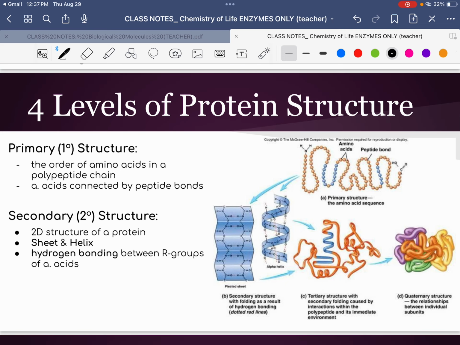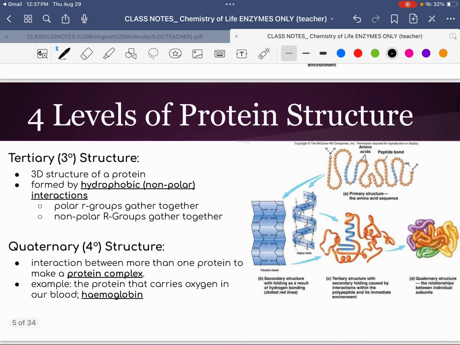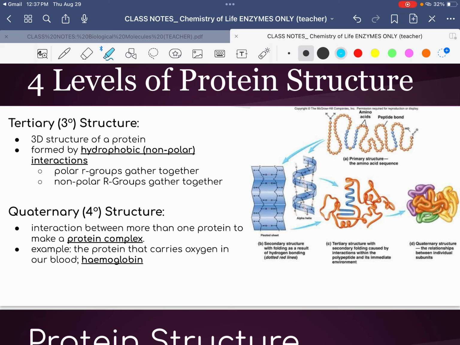All right, proteins have 4 levels of structure. So we've got the primary structure, which we'll show with this 1 with a superscript 0. Secondary structure, which we usually give this 2 with a superscript 0. So primary structure, secondary structure, and we also have tertiary structure and quaternary structure.